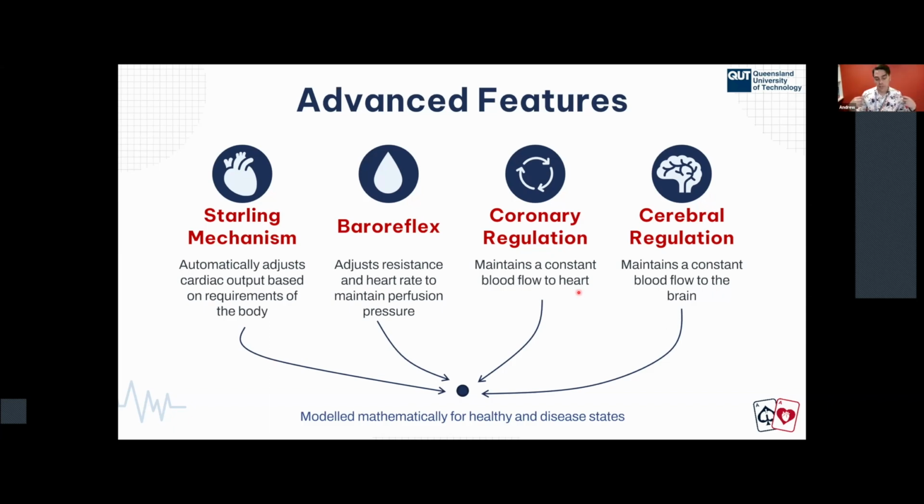So you take data from your sensors and then you feed it into different actuators to change things like the compliance, the resistance, and the flow through each system.